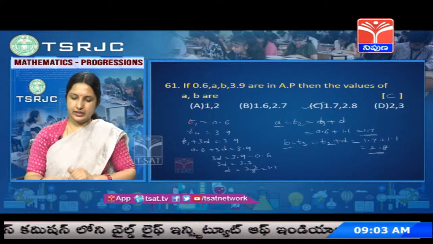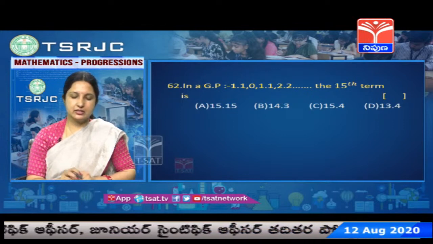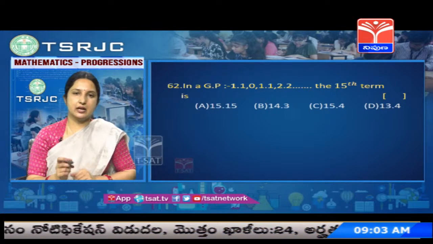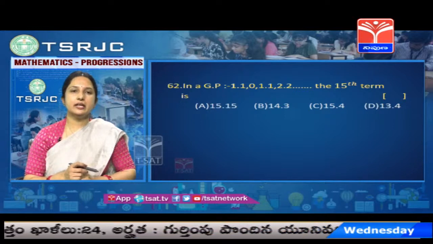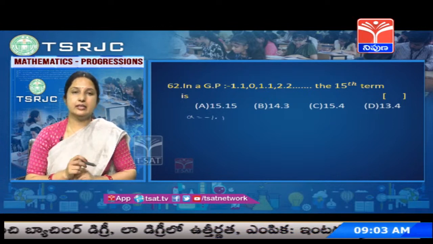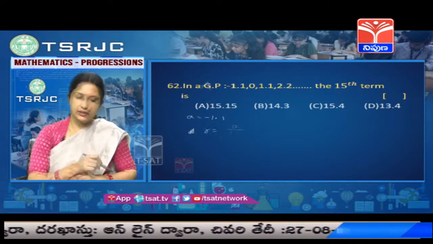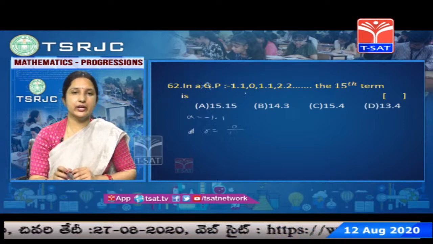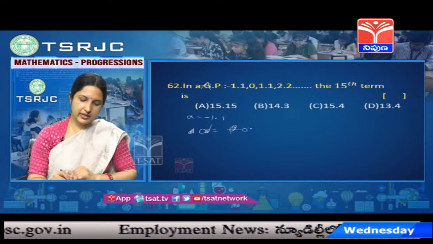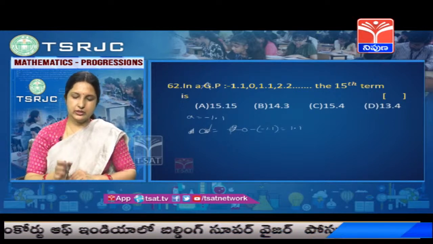1.7 and 2.8. Question number 62. In an AP minus 1.1, 0, 1.1, 2.2 and so on, the 15th term is. First term is minus 1.1. Then D, this is an AP, so D is the common difference. D equals 0 minus of minus 1.1, that equals 1.1. We are adding 1.1, so D equals 1.1.